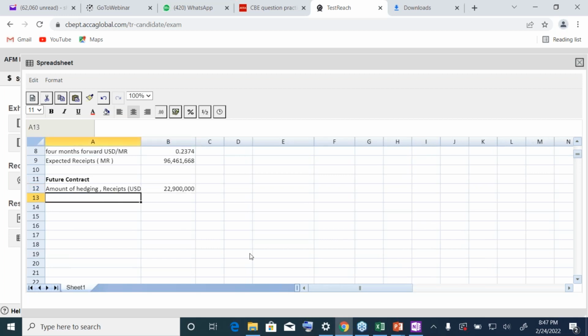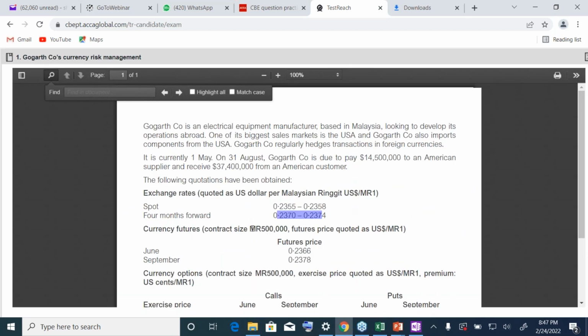Second step, buy or sell future. Contract size is given in MR, so you have to think in MR. This is the case of dollar receipt. That means you are sitting in Malaysia, you will be receiving dollars, so you will be selling the dollars. But the contract is in ringgit, not in dollars. So if you are selling the dollars, you will be buying the MR. So it's MR buy future.